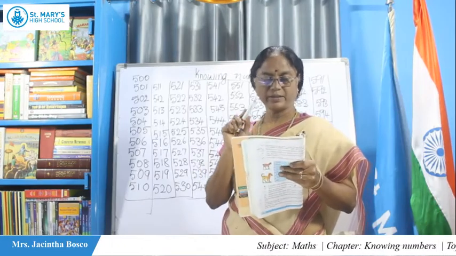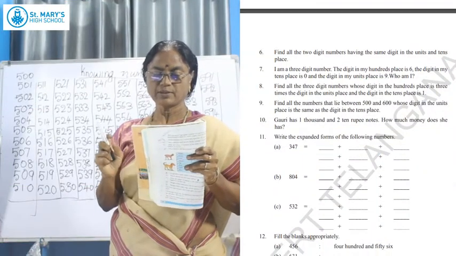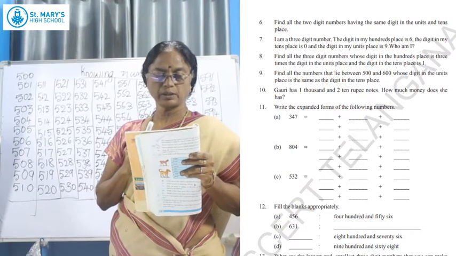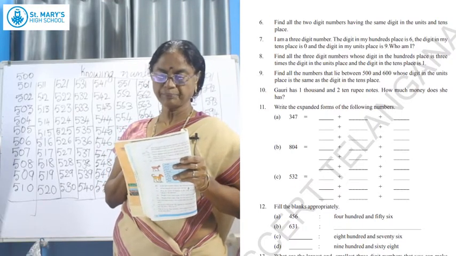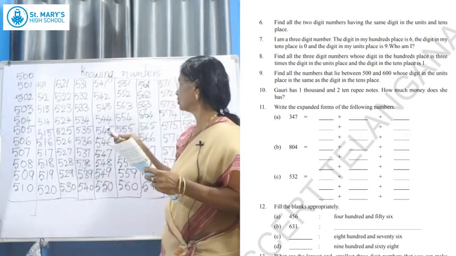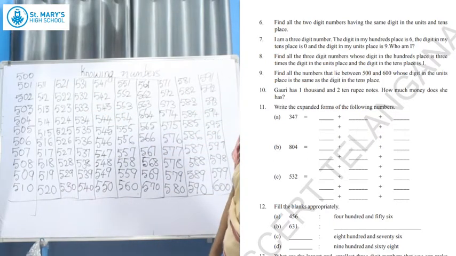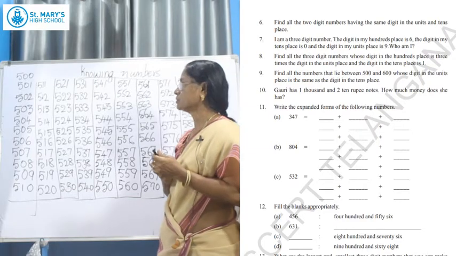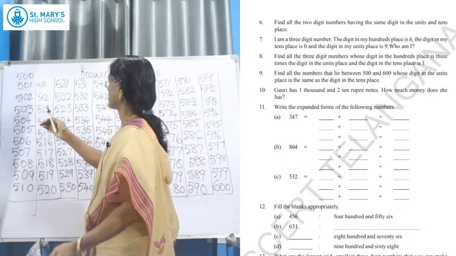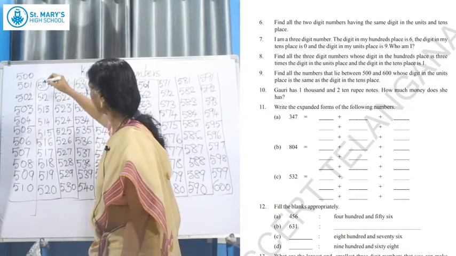See children, 9th question. Find all the numbers that lie between 500 and 600 whose digit in the units place is the same as the digit in the tens place. So I have written here 500 to 600. Right? Now we need to see units place and tens place should be the same. Hundreds place will be 5 only. Okay. So what will we write?